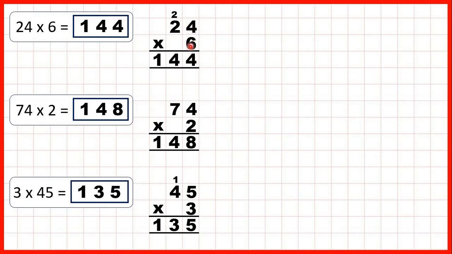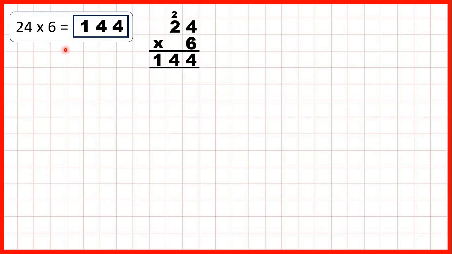Now let's take a closer look at these questions and see why this method works. So why, if we get a 2-digit answer, do we write the first digit above the next place value column along, but if we don't have any more digits to multiply and we get a 2-digit answer, we can just write that in our answer line.